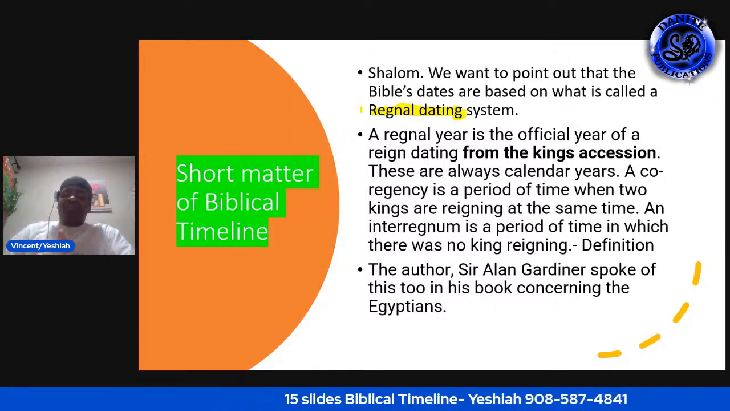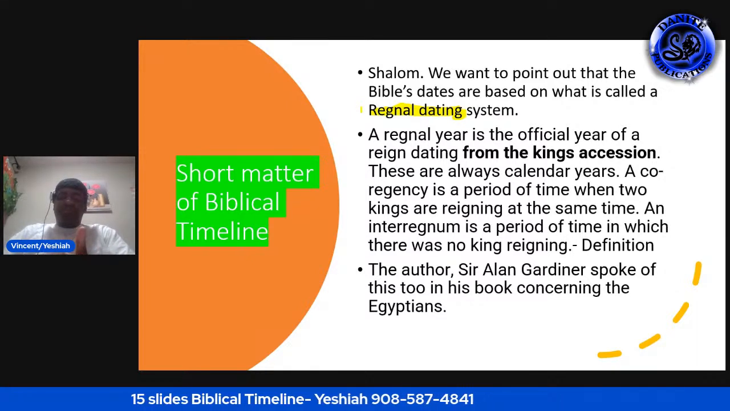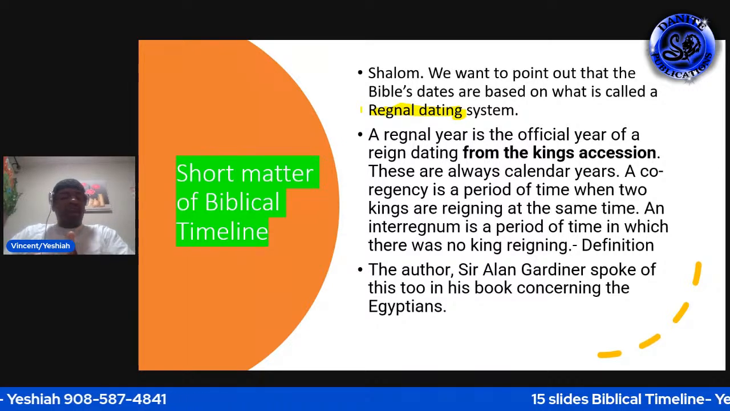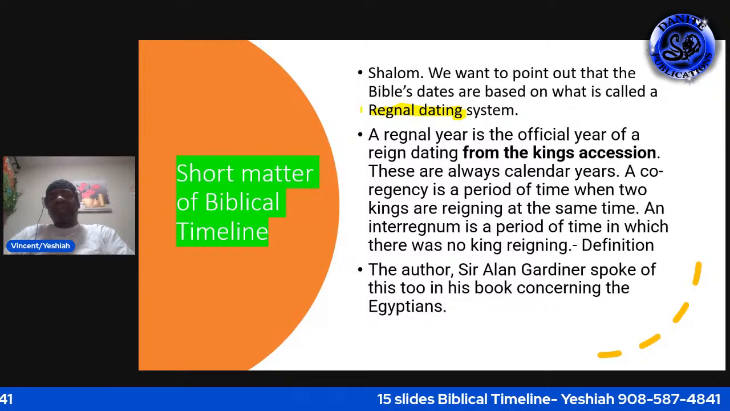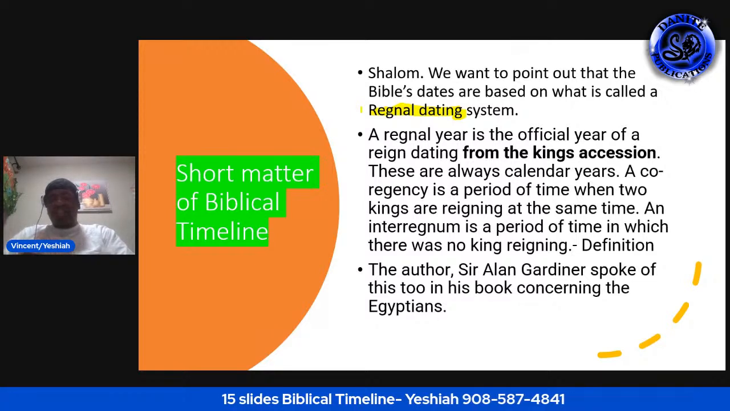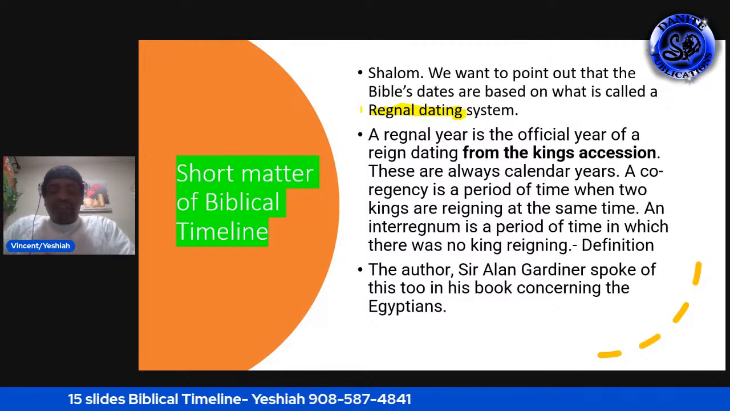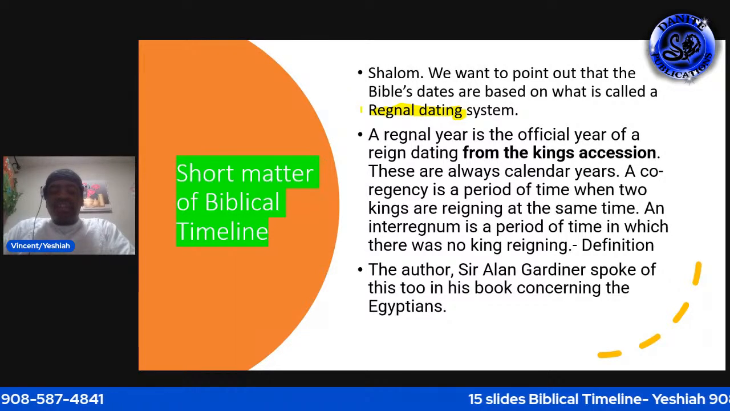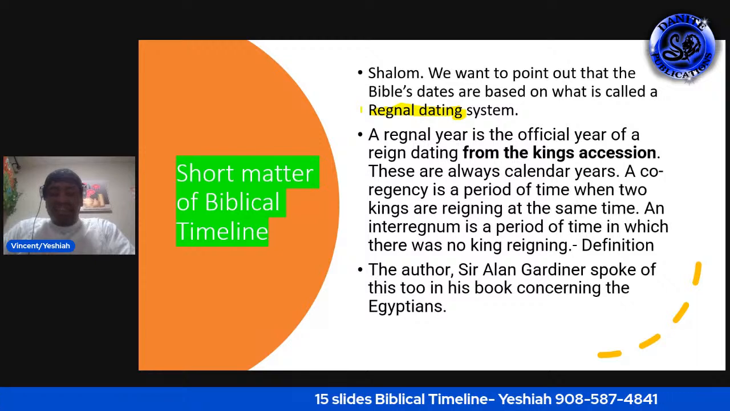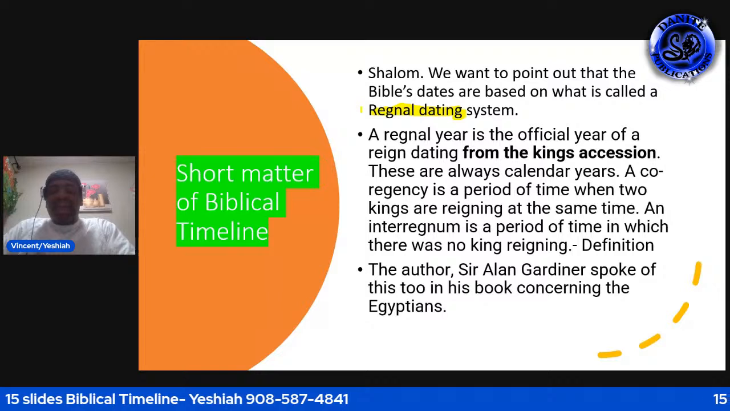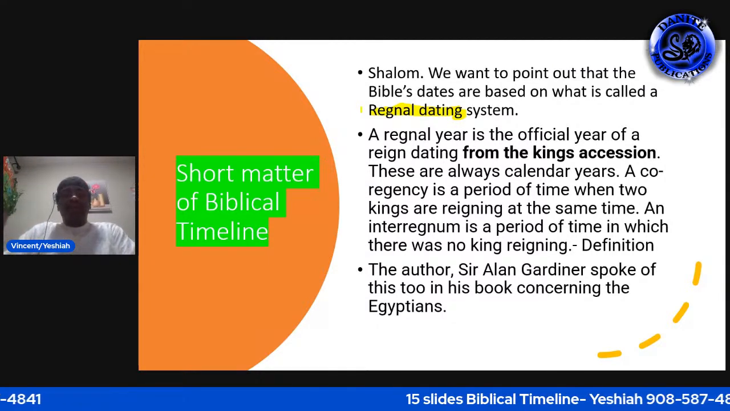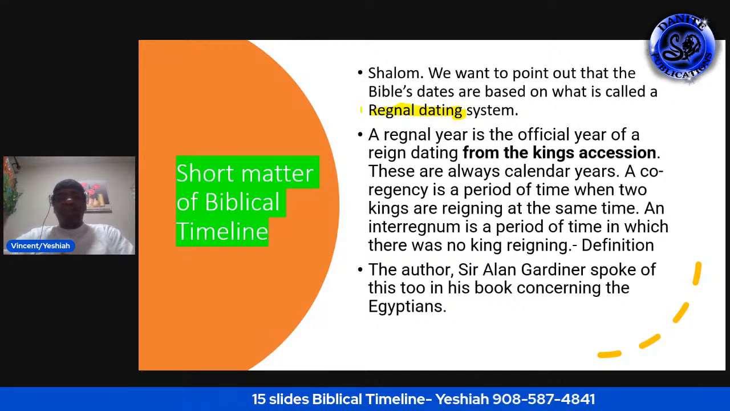You may have never known, perhaps, that the Egyptians used a regnal dating, Sumeria used a regnal dating, Persia used a regnal dating. Different nations of antiquity used a regnal dating: in the year of this king such and such. Let's look at that. A regnal year is the official year of a reign dating from the king's ascension. These are usually calendar years. A co-regency is a period of time when two kings are reigning at the same time. Did you know in the Bible you had King Jotham as well as his father Uzziah ruling at the same time?